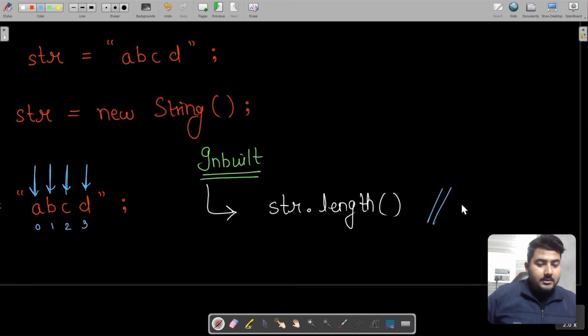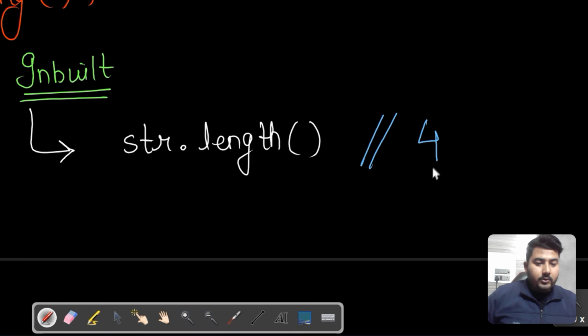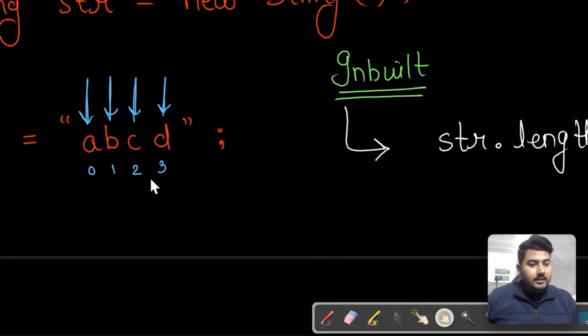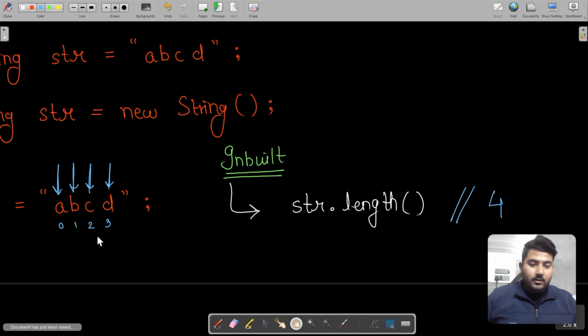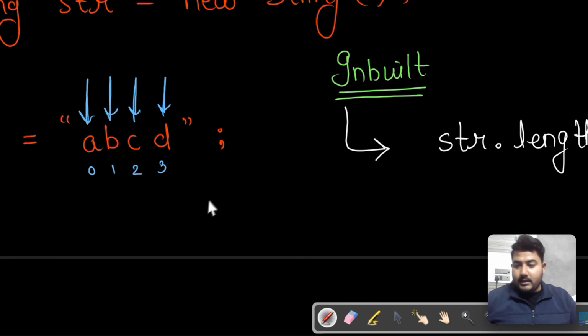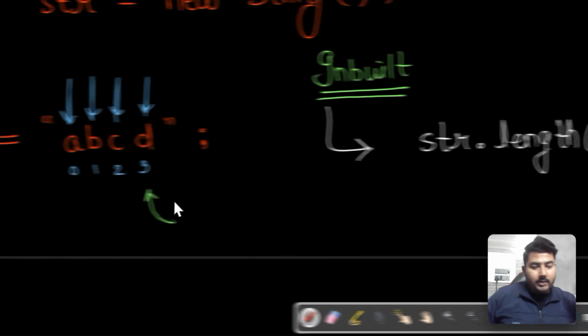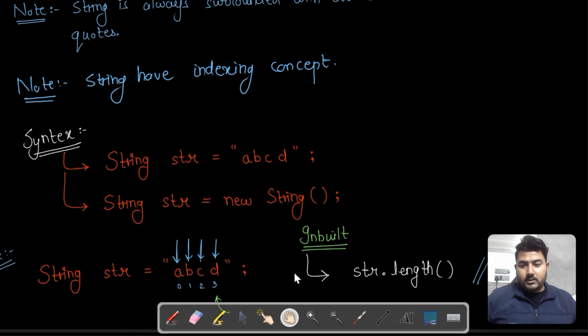You might have guessed absolutely right that it is going to return us 4, because that many elements we have inside this string. The size of the string is 4 only, which means the last index will always be one less than the length. Same as the array. The indexing concept is the same everywhere, so here also it is the same. Please make sure to note these things down as well.